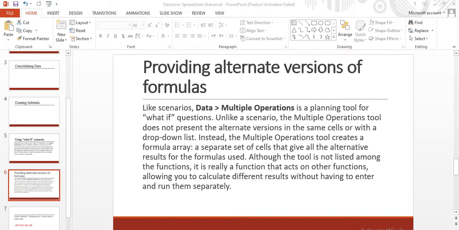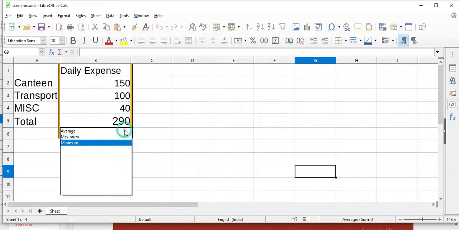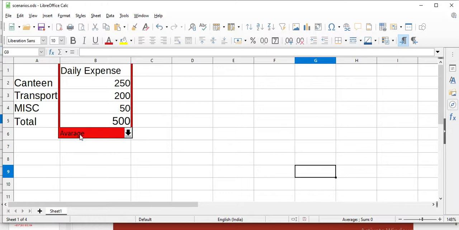If you remember, when we used the what-if scenario, the result was appearing in the same cell only. See here in this example, the result was coming in the same cell where you are applying the scenario, when you are keeping a what-if condition. But in multiple operations you will see the result in a separate array, in separate cells.